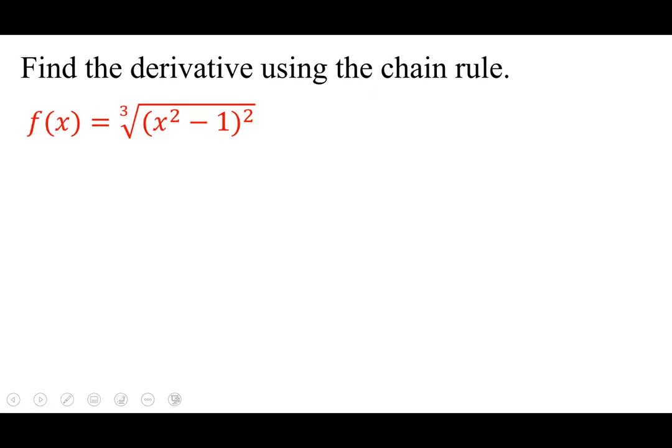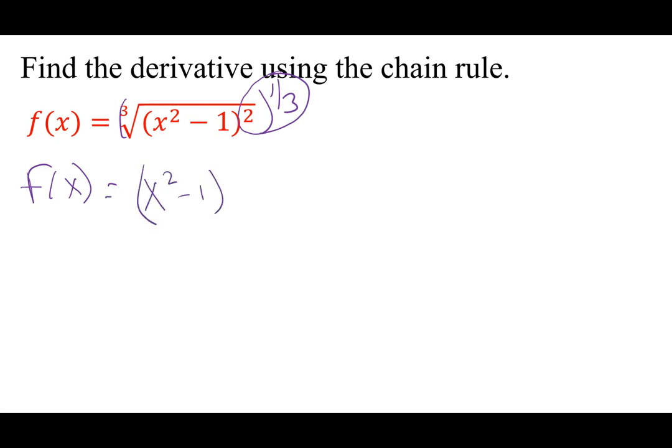And our last problem of the day, find the derivative using the chain rule. So this is the cube root of something being squared. Hopefully you remember that a cube root is really equivalent to a 1/3 power. If you're talking about something being squared, being raised to the 1/3 power, then the first thing I'm going to do is rewrite this as x squared minus 1, the whole thing to the 2/3 power. Remember, squared raised to a third, you would multiply those exponents. So 2 times a third would give you 2/3.